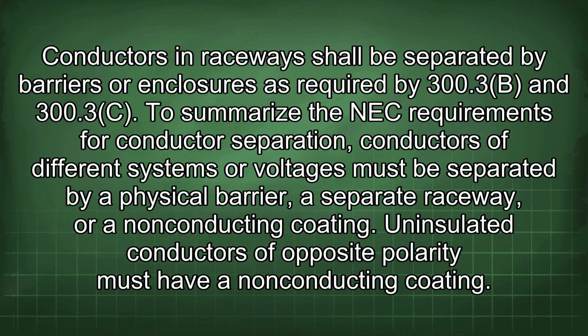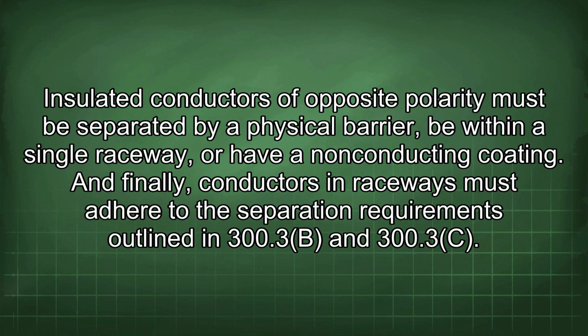To summarize the NEC requirements for conductor separation, conductors of different systems or voltages must be separated by a physical barrier, a separate raceway, or non-conducting coating. Uninsulated conductors of opposite polarity must have a non-conducting coating. Insulated conductors of opposite polarity must be separated by a physical barrier, be within a single raceway, or have a non-conducting coating. And finally, conductors and raceways must adhere to the separation requirements outlined in 300.3b and 300.3c.